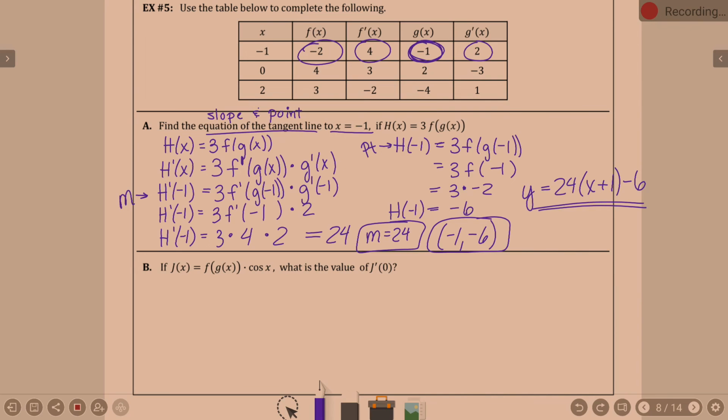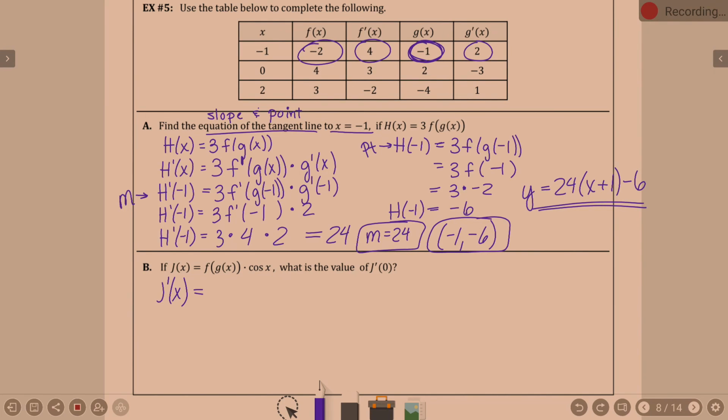Okay? Gotcha. Okay, one last one. If j of x is defined to be f of g of x times cosine x, because why not? What is the value of j prime of 0? Again, I'm going to say don't plug the 0 in yet. We've got to find j prime of x.